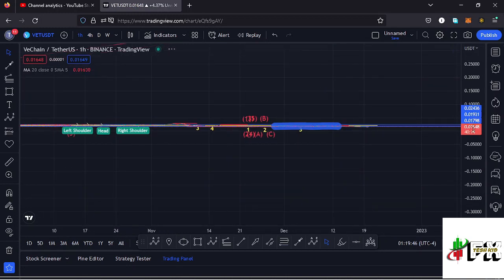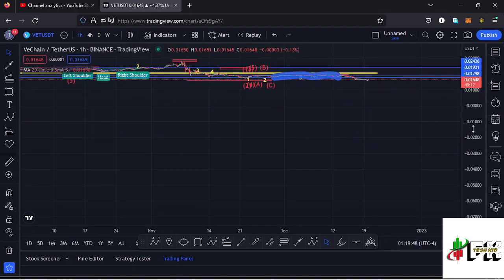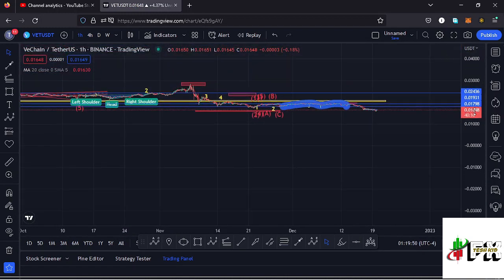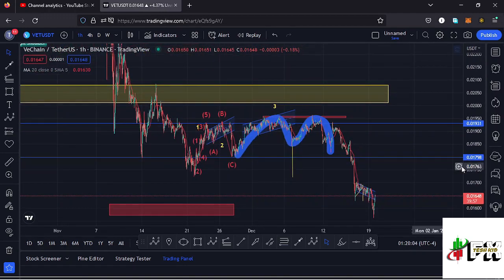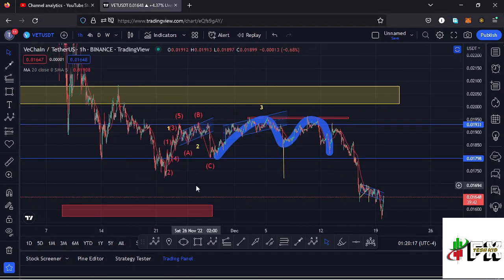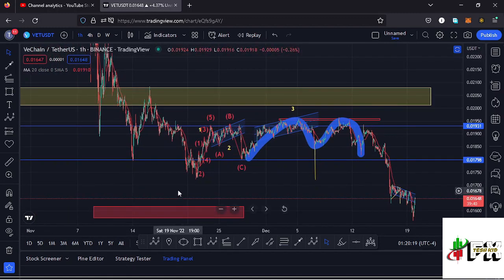And jumping to the 1 hour chart for further analysis and also to give you the short-term scenarios that I'm expecting to play out. Here on the 1 hour chart, you can see that initially we had made our low at around the $0.017 mark before making a new low at around the $0.01575 mark.